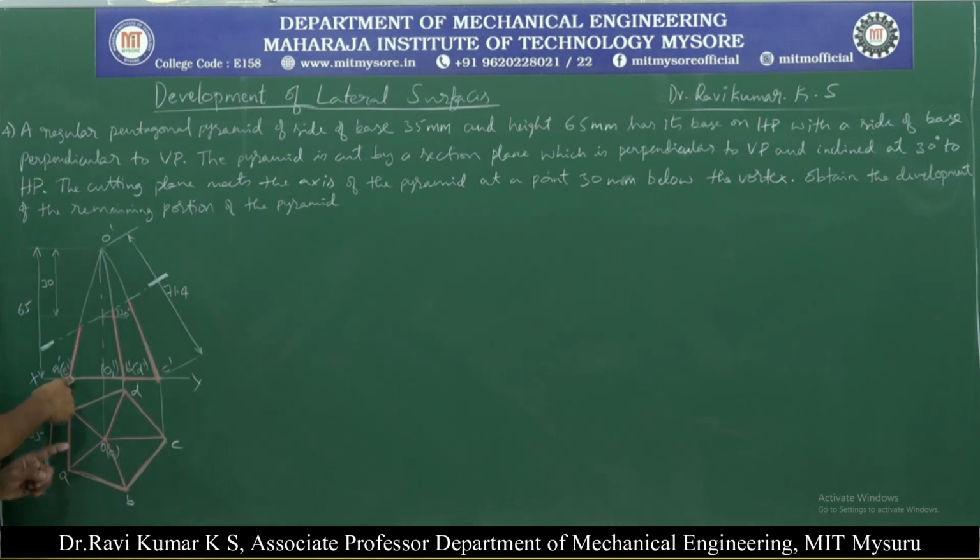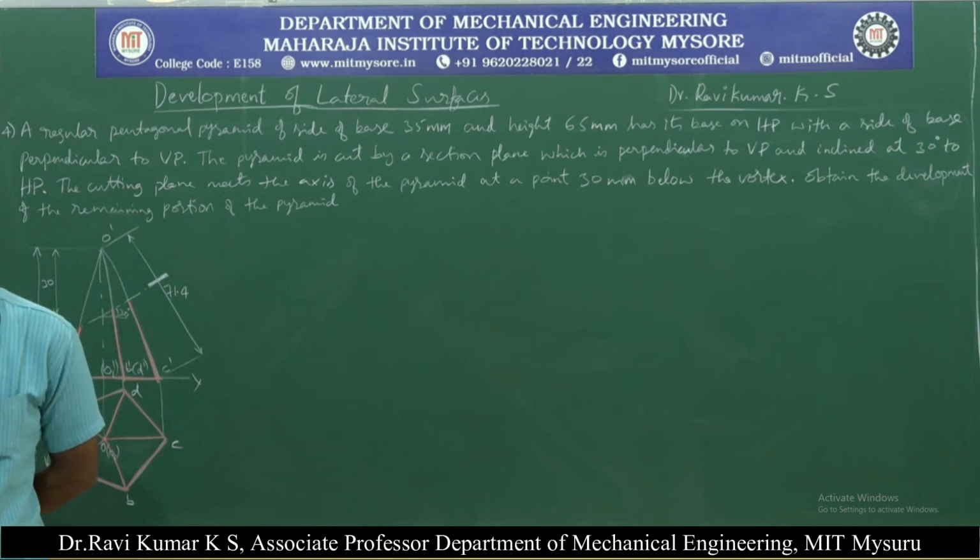O dash A is not the true length because OA is not parallel here. OE is not the true length because OE is not parallel here. Only the lines which are parallel to one of the axes, one of the planes, will give you the true length in the other plane. OC is appearing parallel here, therefore OC should be the true length. Therefore, you need to measure the true length OC only. That will come up as 71.4.